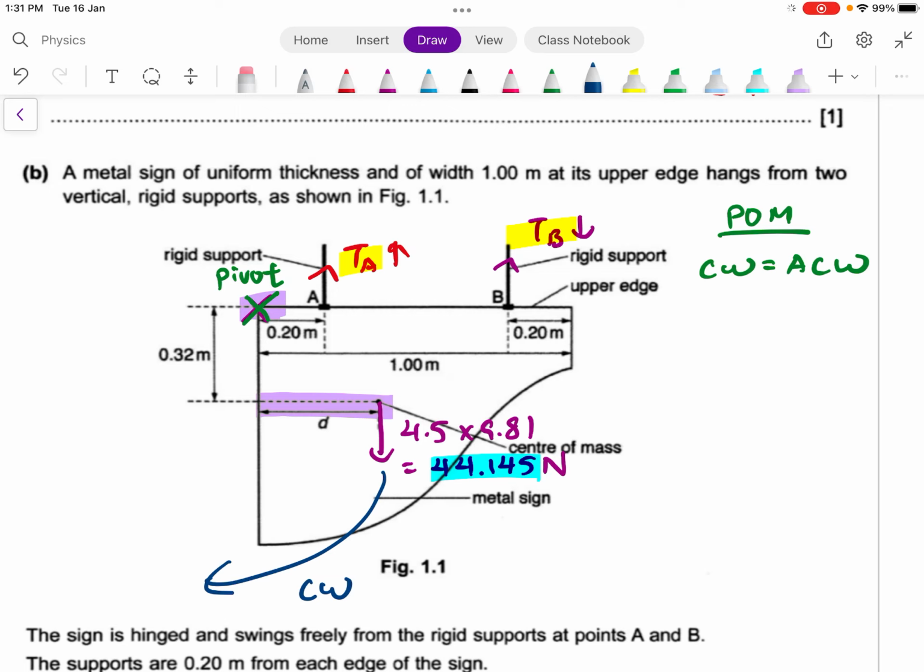So the weight, force times distance, so force times perpendicular distance. So it is equal to 44.145 multiplied by T. This is equal to the anti-clockwise moment. There are two anti-clockwise moments. First will be your TA, then second will be your TB.